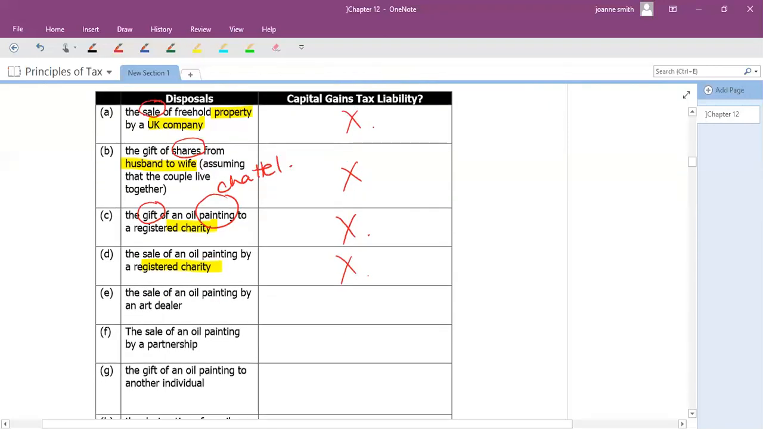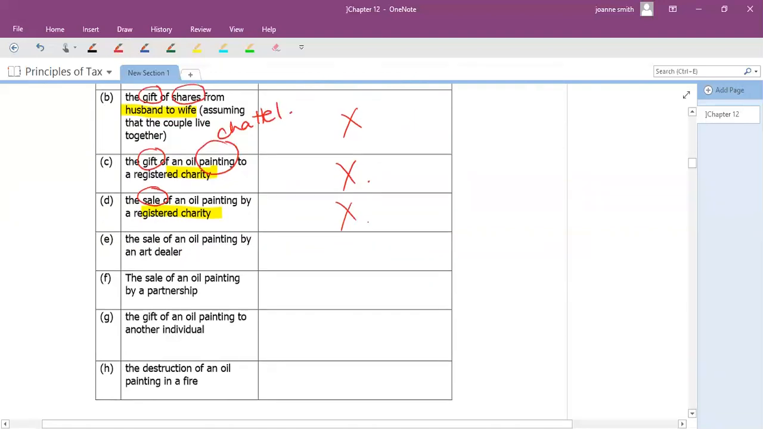And then the D that we looked at is the same scenario, but it's dealing with a sale. So I want you to be clear that the type of transaction would make it chargeable. If I sell or gift something, it may be subject to tax. And all of those assets, the property, the shares and the painting, are all chargeable assets. What is making it exempt from tax is the fact of who is making the disposal or who's receiving the asset.